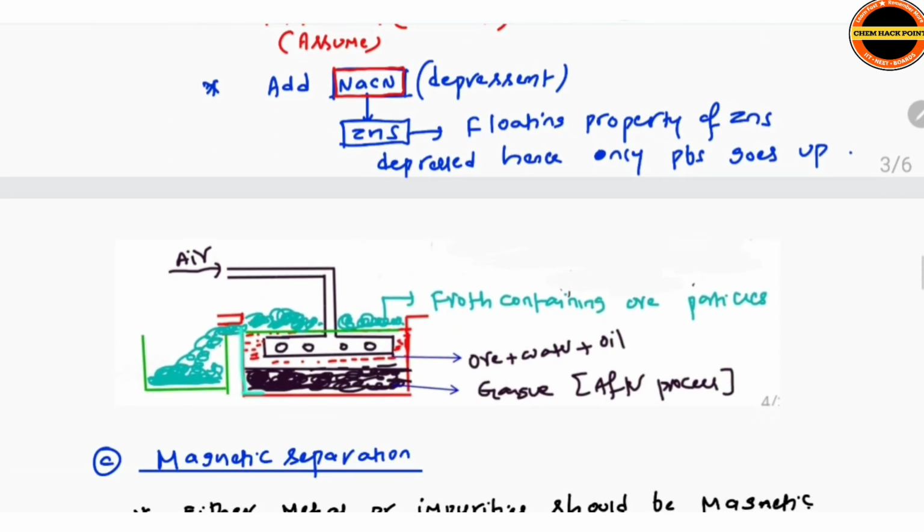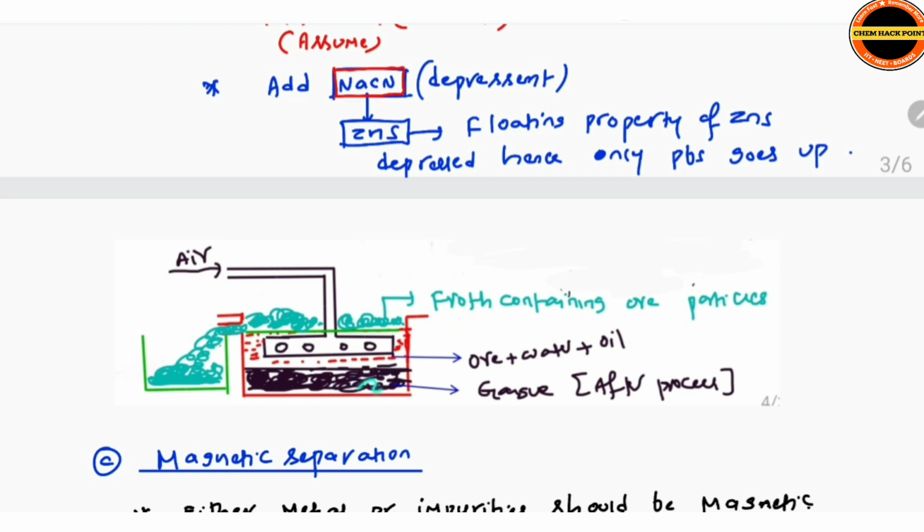So what happens in this process? Here we are taking one container. Into the container we are adding ore plus water plus oil, a fine oil like a frothing agent. From outside we are sending air into the container, which has holes in this setup. The air comes out from the container, and as we continuously pass air, agitation occurs, mixing of the solution occurs, which generates foam.